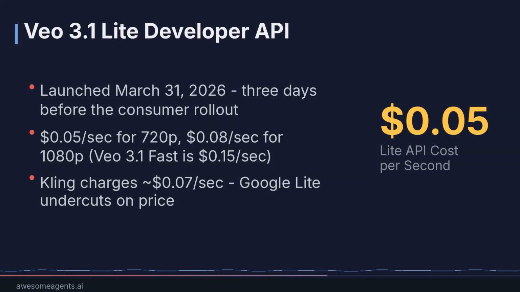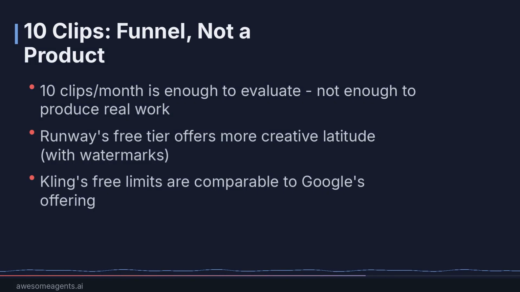There's also a developer API side to this, right? Veo 3.1 Lite? Right, launched 3 days before the consumer rollout. Priced at 5 cents per second for 720p, 8 cents per second for 1080p. That's less than half the cost of the fast tier. I mean, for developers building on top of this that's meaningful. What's Kling charging by comparison? Around 7 cents per second. So Google Lite is competitive, maybe better depending on quality. But again, we need independent throughput data to know the real cost.